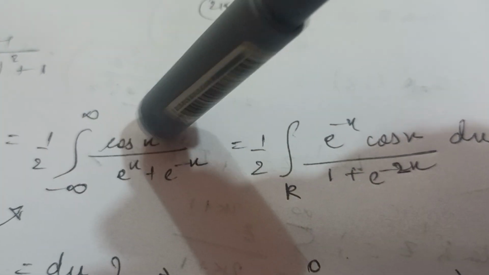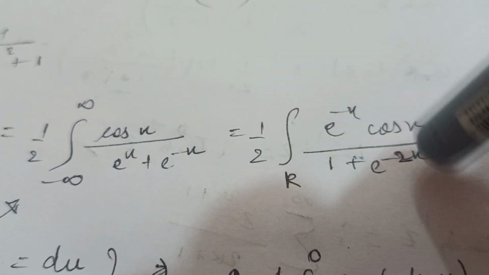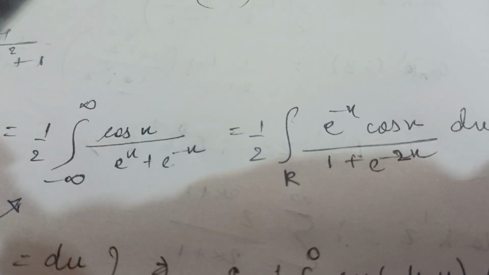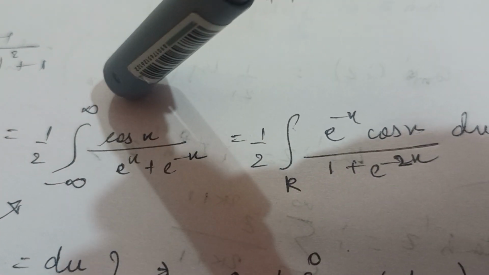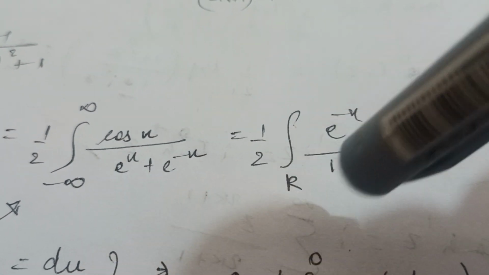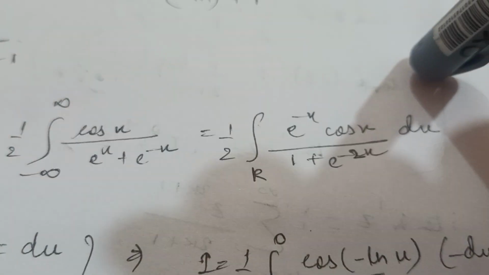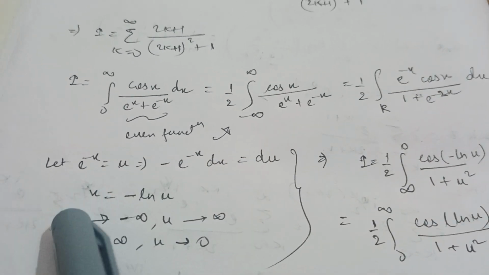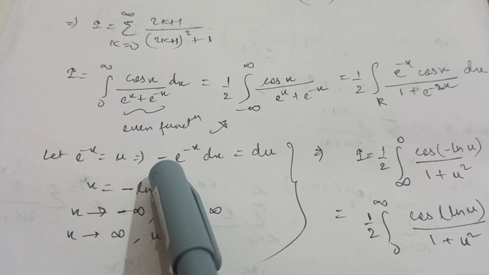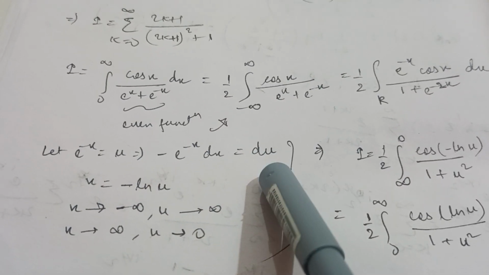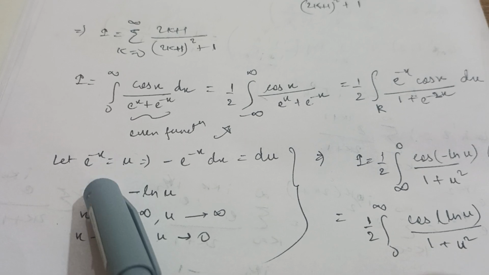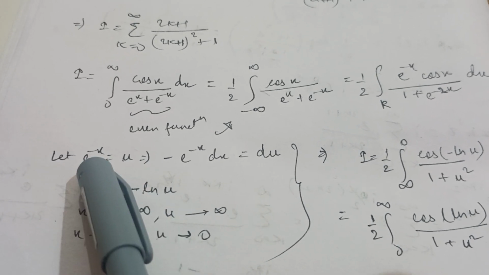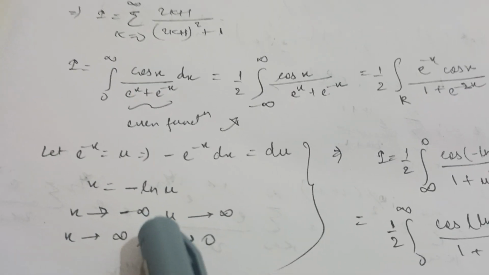So again, this can be written as half e to the power minus x. Again, same concept, taking e to the power x common, and since minus infinity to infinity is the real line, I have written R for shorter notation. Again, it has reduced to this. Now in this, I am going to substitute e to the power minus x as u. So e to the power minus x is equal to u, so minus e to the power minus x dx is equal to du, and x is equal to minus ln u, since e to the power minus x is u.